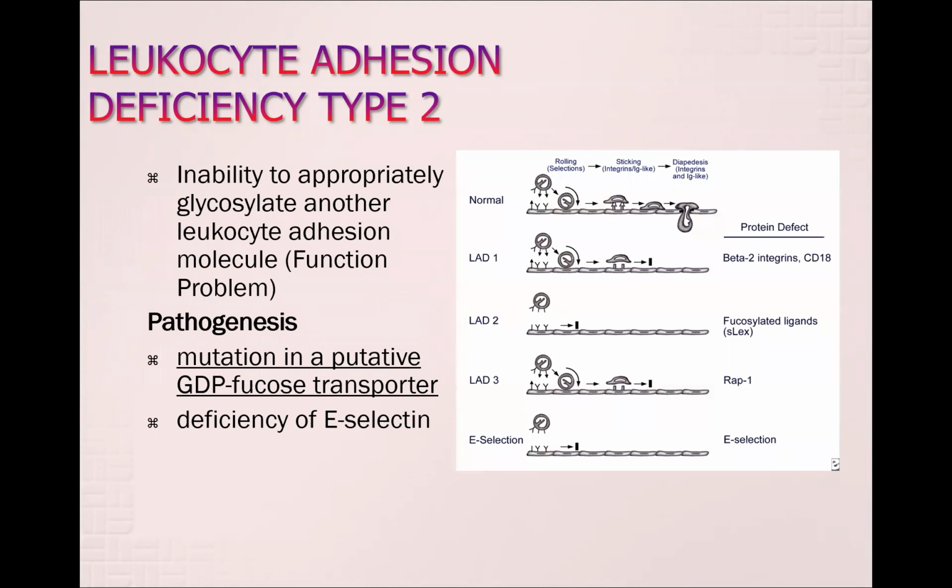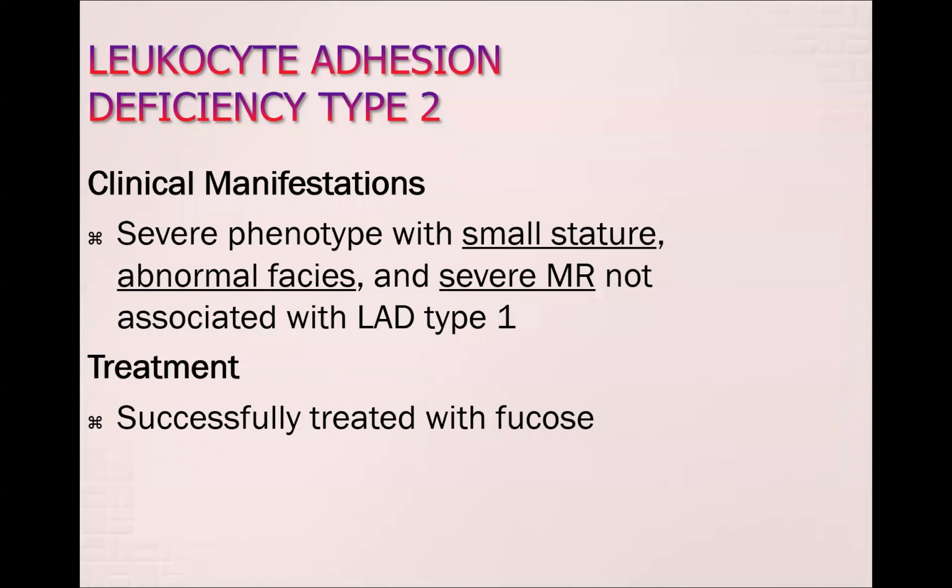Again, we talked about LAD type 2. The nice thing about LAD type 2 is that there is actually a gene therapy available for it. You can give them a fucosylated ligand to treat the E-selectin problem and can have regain of function of the neutrophil. The issue with it is that there's a severe phenotype that is typically associated with it of abnormal facies and severe intellectual disability, small stature, that by the time that it's recognized, oftentimes is not going to be improved via giving them the fucosylated ligand.